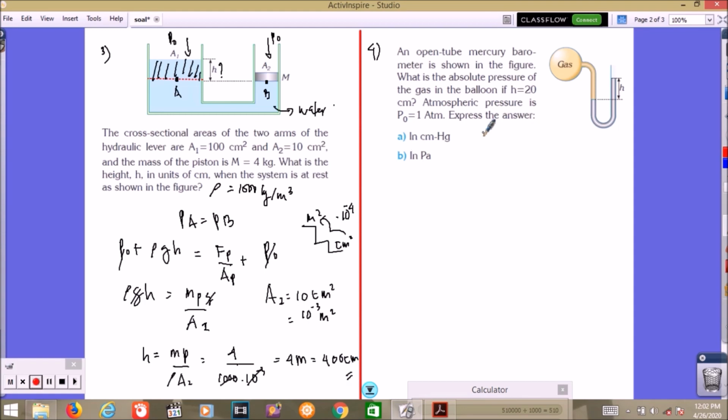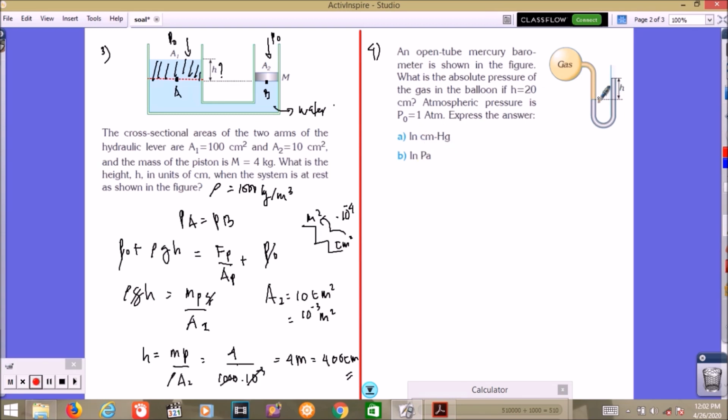Number 4, an open mercury barometer is shown in the figure. What is the absolute pressure of the gas in the balloon? If H is 20 centimeter, atmospheric pressure is 1 atm. Express the answer in A, centimeter Hg, and then B, Pascal.